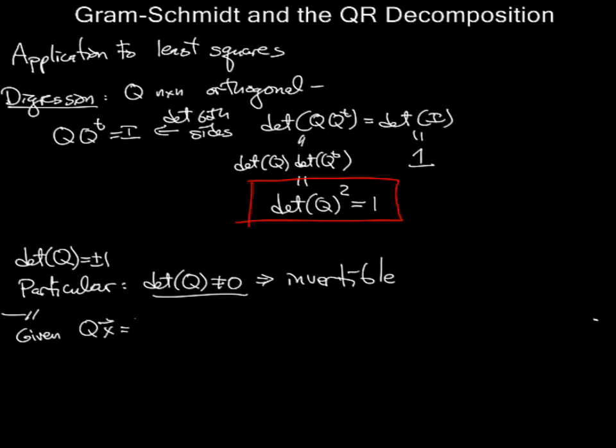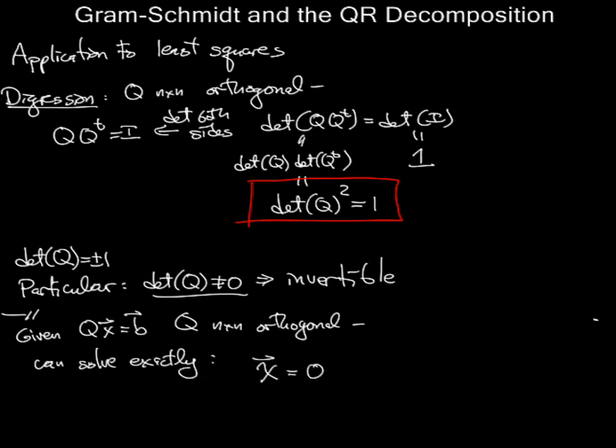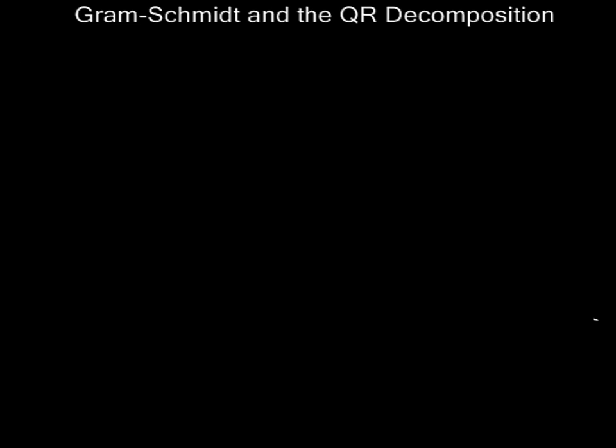Okay, so suppose we had an equation like this: Qx is equal to b, and Q was an n by n orthogonal matrix. Well, Q is automatically invertible, so you can solve this exactly. x is equal to Q inverse b. So there's not really an interesting least squares problem here.